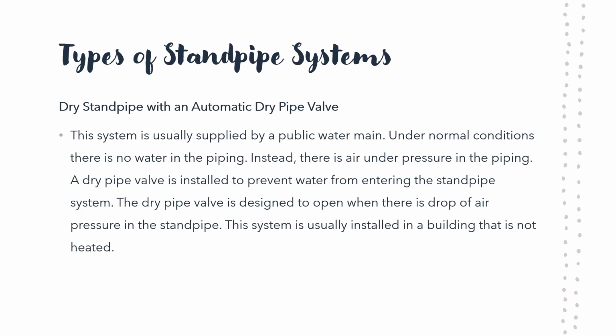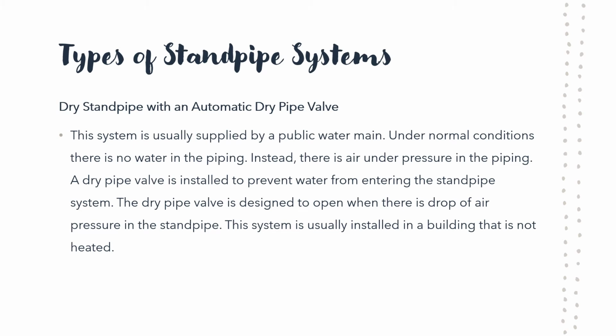Meanwhile, the dry standpipe with an automatic dry pipe valve is the system that is usually supplied by a public water main. Under normal conditions, there is no water in the piping, but instead there is air under pressure in the piping. A dry pipe valve is installed to prevent water from entering the standpipe system. The dry pipe valve is designed to open when there is a drop of air pressure in the standpipe.